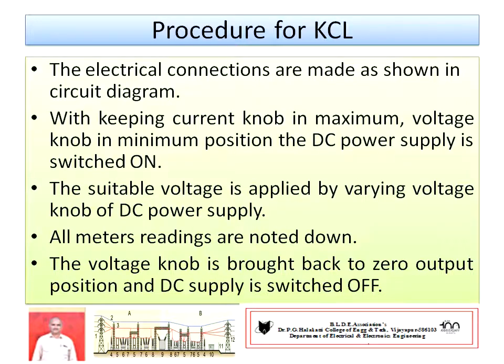The suitable voltage is applied by varying the voltage knob of the DC power supply as per your requirement; 2 volts, 5 volts you can apply by varying the voltage knob. After adjusting the voltage, we have to take all meter readings. All meter readings are noted in a tabular column. Then the voltage knob is brought back to its zero output position, and then the DC supply is switched off.